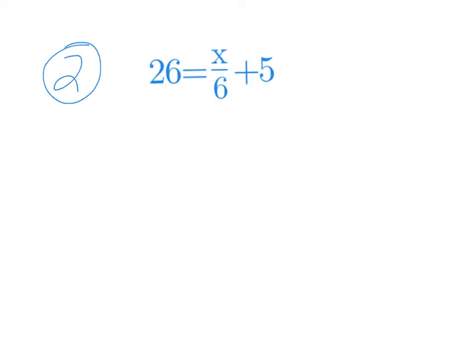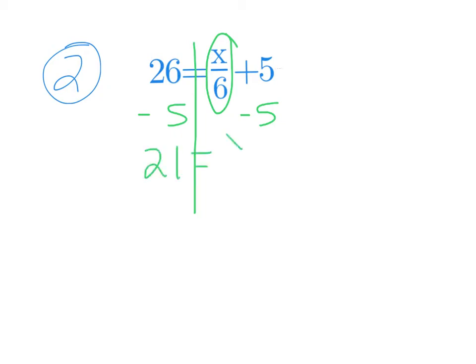In our next equation here, we have a fraction. Again, my variable term, as I like to call it, is right here. So that plus 5 is what has to go first. So we're going to subtract 5 from both sides. 26 minus 5 is 21. X over 6. Now to undo division, we're going to multiply both sides by 6. Multiply by 6.